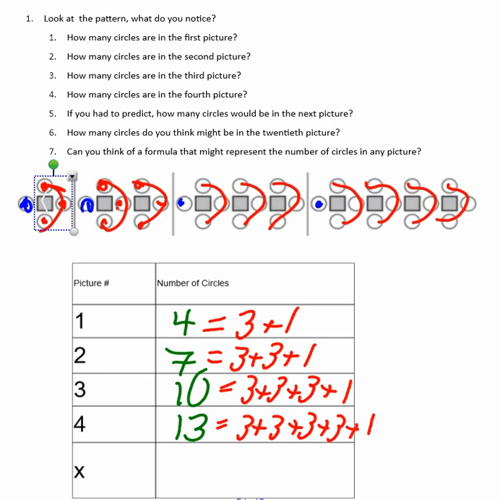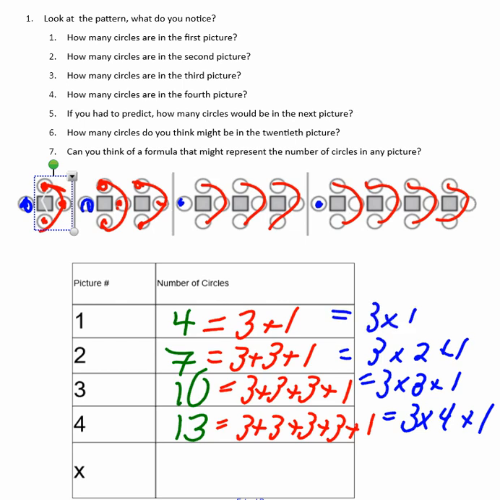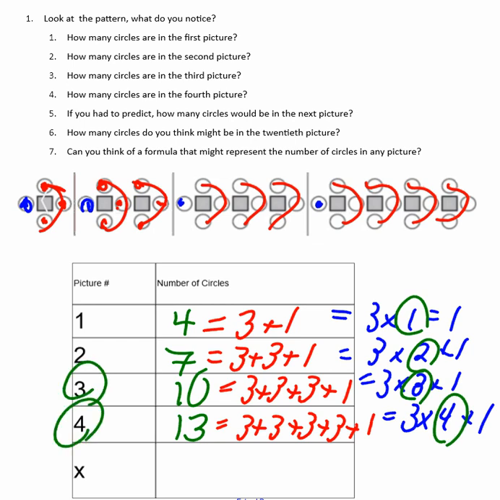Now, what's a more efficient way of writing 3 plus 3 plus 3 plus 3? Well, it would be 3 times 4. Or 3 times 3. Or 3 times 2. Or 3 times 1. Notice those numbers, the 1, the 2, the 3, and the 4, correspond to the picture number. So how would we do up the 20th?